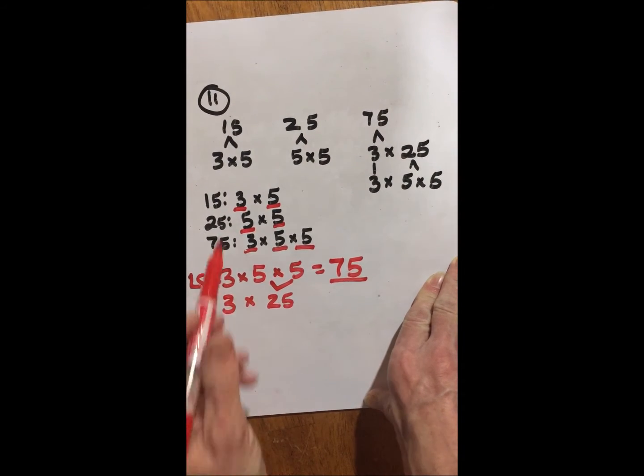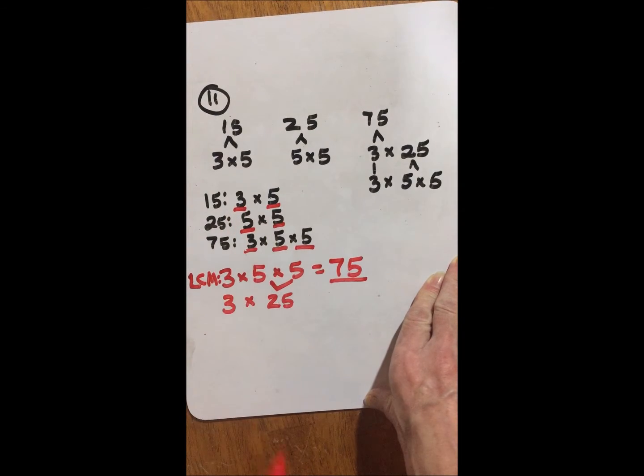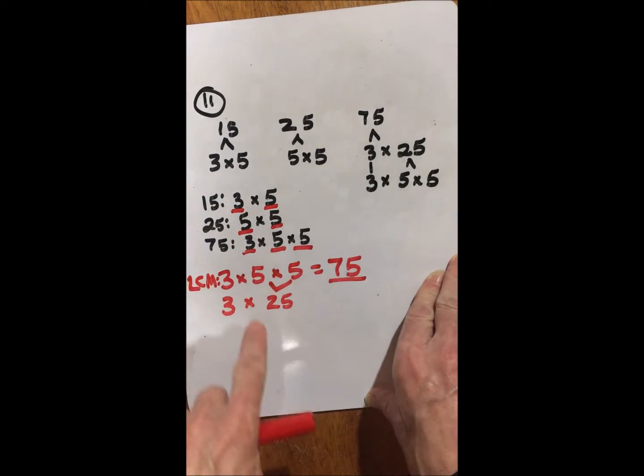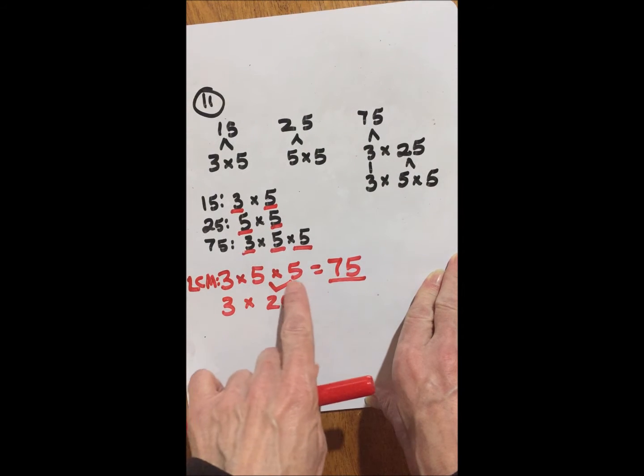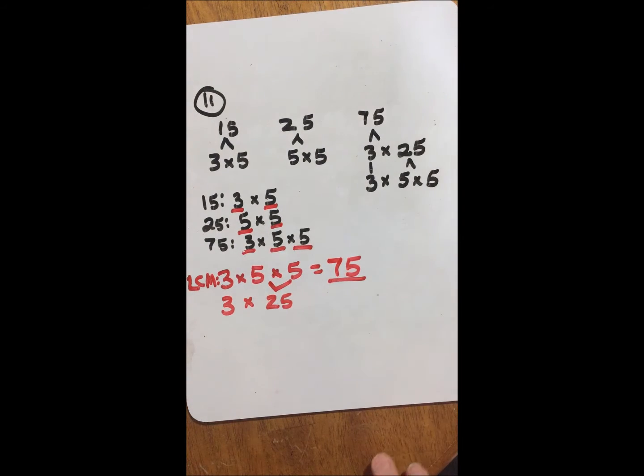So that gets a little tricky. You really have to work on that, finding the ones that repeat and only writing them once. And if they don't repeat at all, they definitely get listed in the prime factorization.